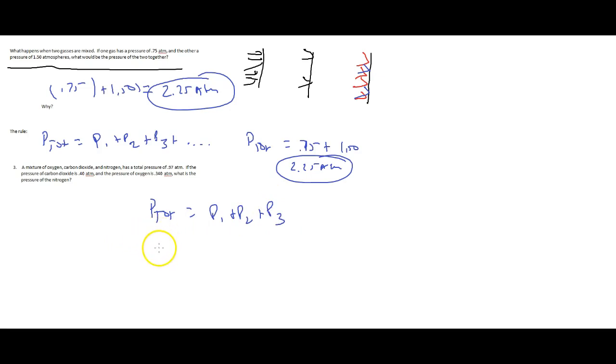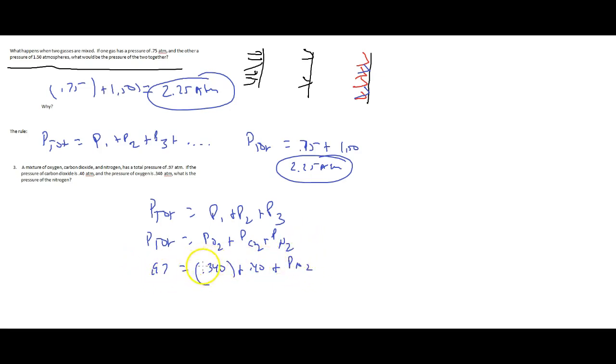Total pressure in this case is going to be, so the total pressure would be equal to the pressure of the oxygen plus the pressure of the carbon dioxide plus the pressure of the nitrogen. What's the total pressure? The total pressure is equal to 0.97. So the pressure of the oxygen by itself is 0.340. The pressure of the carbon dioxide is 0.40. And the pressure of the N2 is what we're looking for, or the nitrogen gas, right?